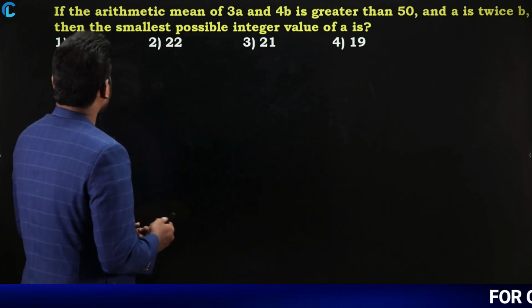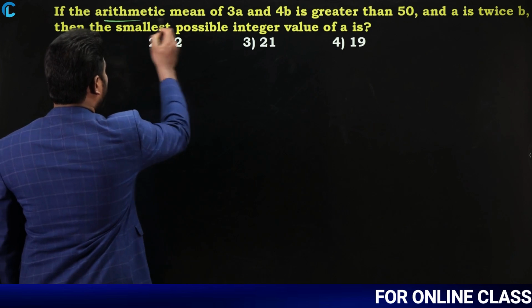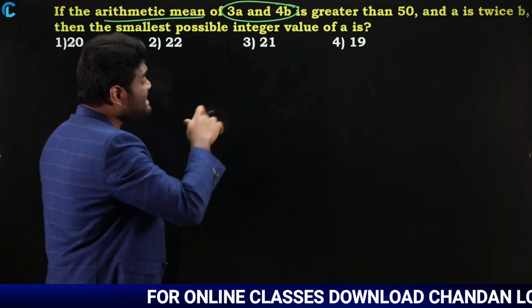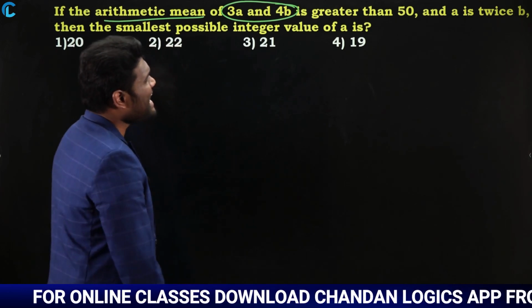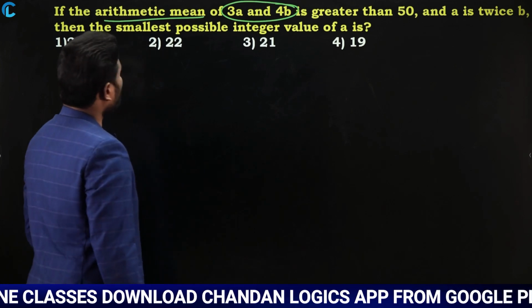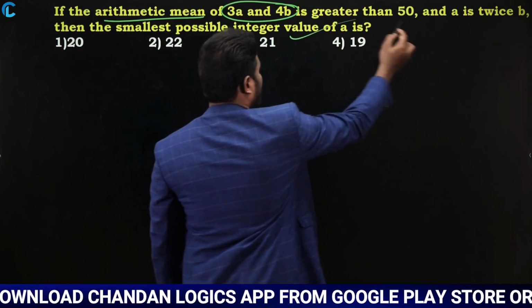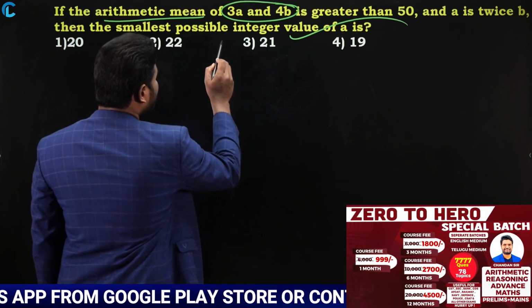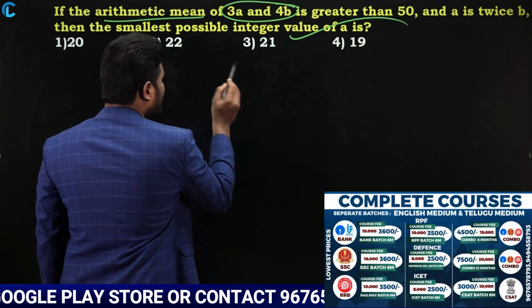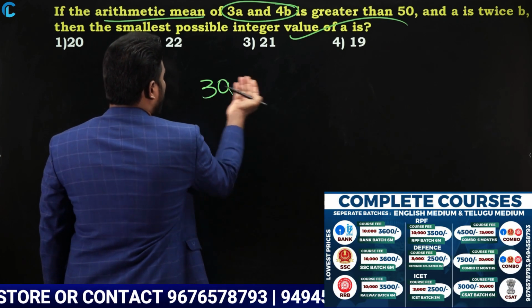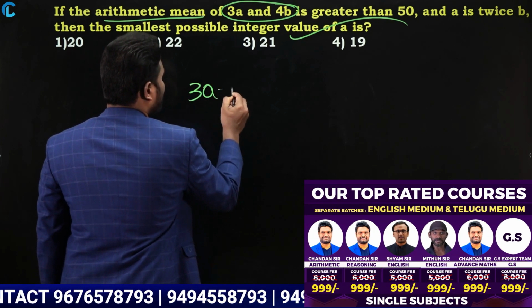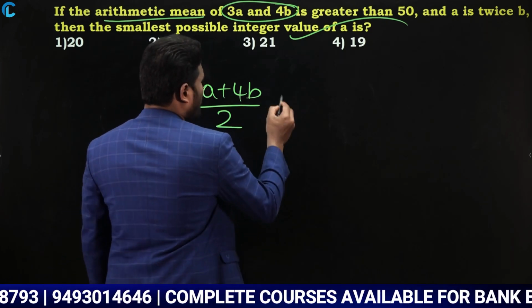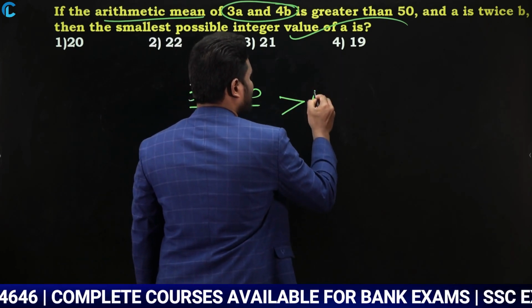Okay, next one. If the arithmetic mean, or average, both of them are the same. The arithmetic mean of 3a and 4b is greater than 50 and a is twice b, then what is the smallest possible integer value of a? Let us look at that. Arithmetic mean is nothing but average. So the average of 3a and 4b is (3a + 4b)/2. Why? Because it's average. Now it is greater than 50.